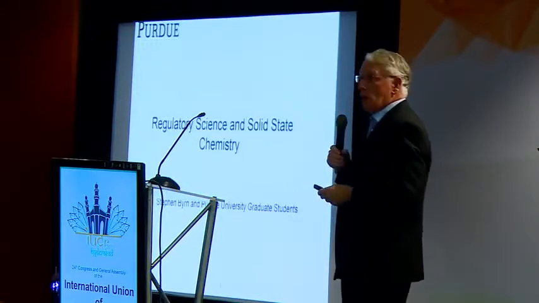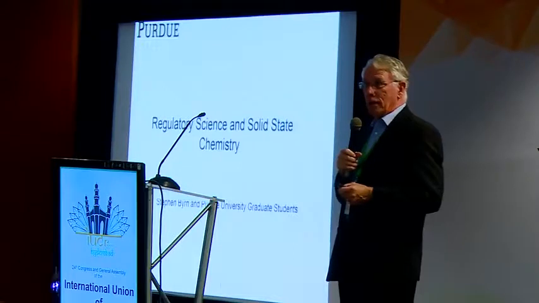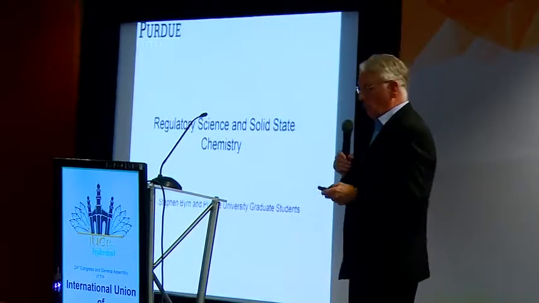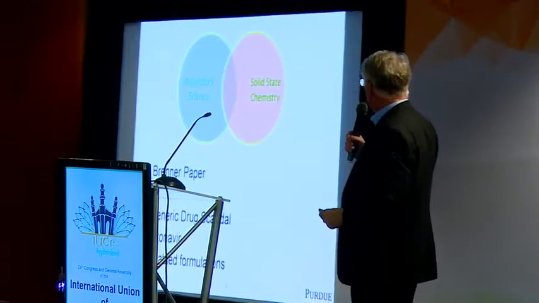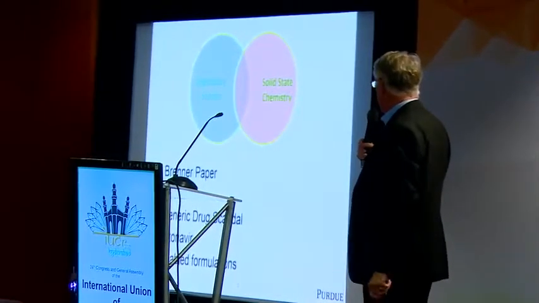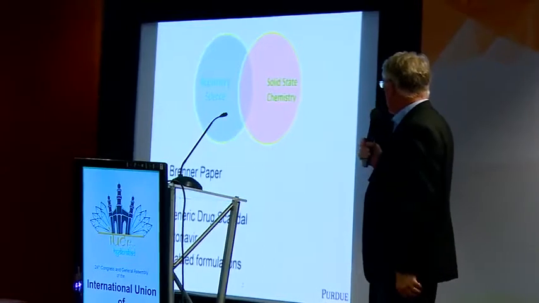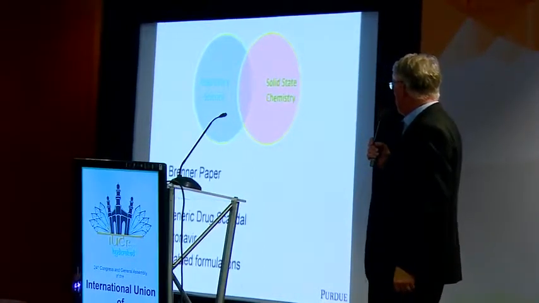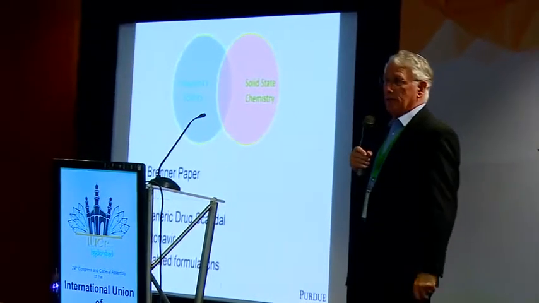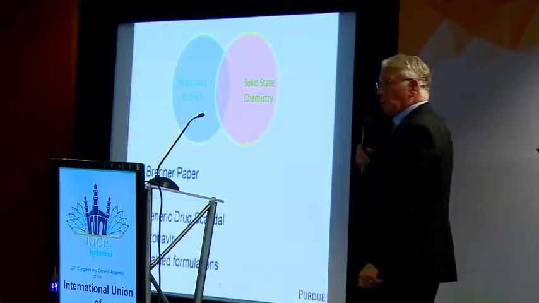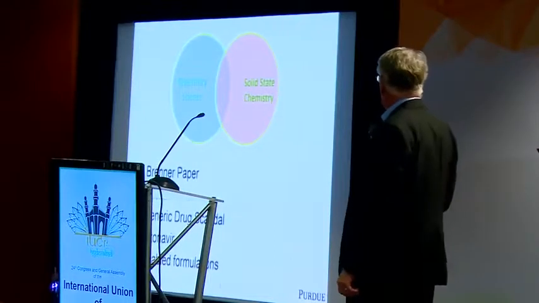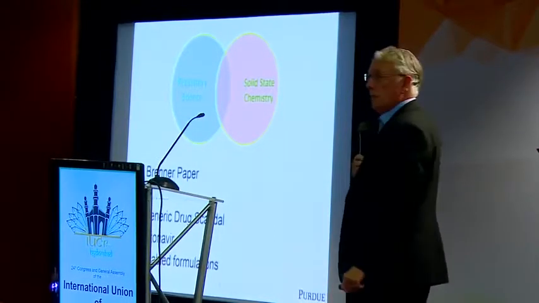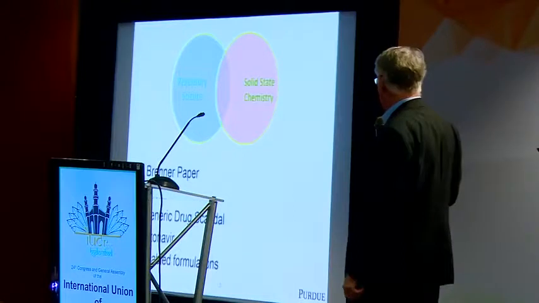So I'm going to talk about the regulatory aspects and how they interface with academia and the solid state area. And so I used a simple Venn diagram. There's an area where regulatory science, and I'll define that in a little bit, and solid state chemistry overlap. We could debate it could be bigger than this, but certainly there's a major area of overlap.